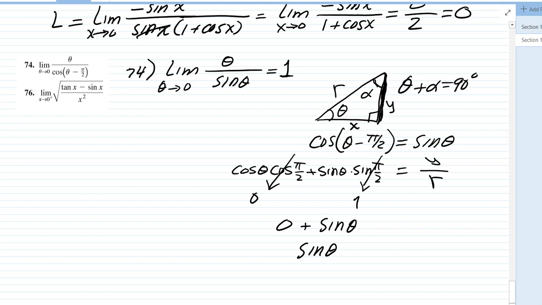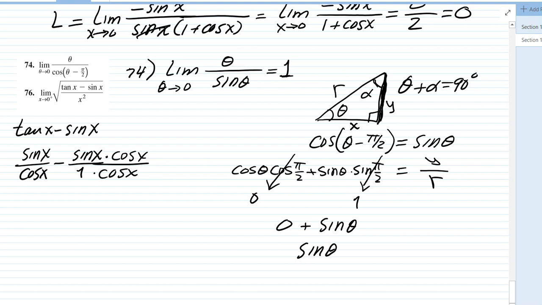Now, in number 76, we have tan x minus sine x, right, in this one. So let's work this one this way. We're going to rewrite tangent, right? Let's rewrite tangent as sine over cosine. Okay. So we got some simplifying to do, minus sine x. So that's going to be sine x over cos x, negative sine x, right? Give it an LCD. This is cosine x over cosine x. So I can combine the fractions.